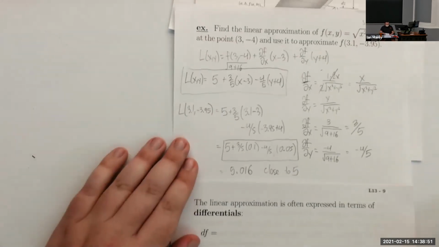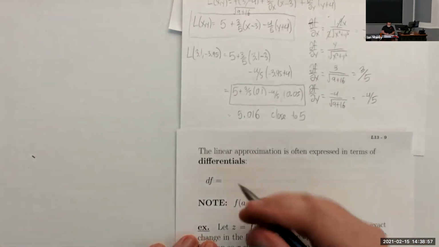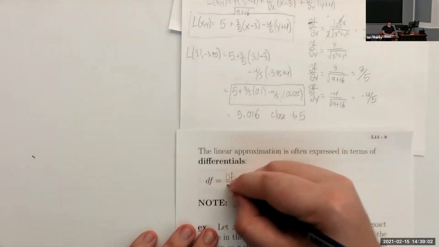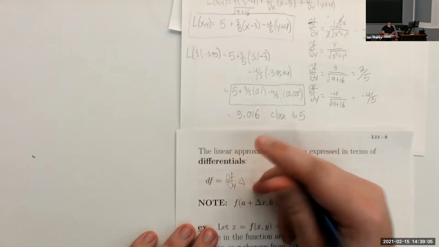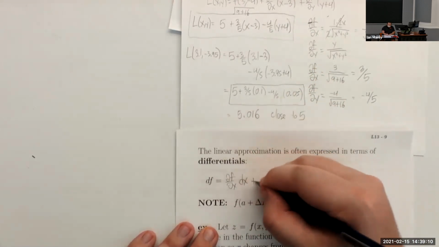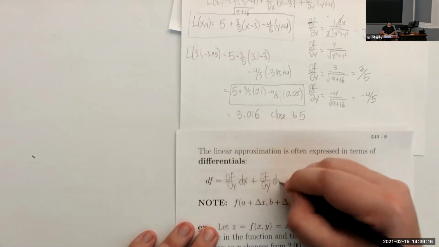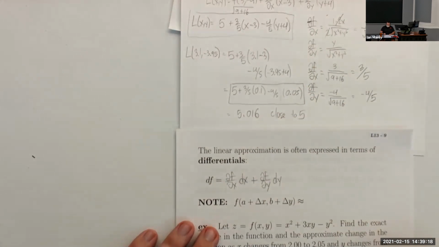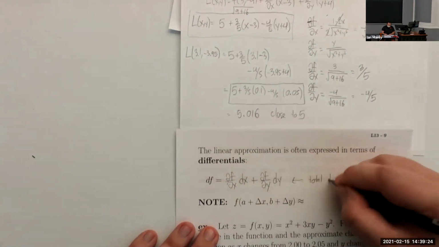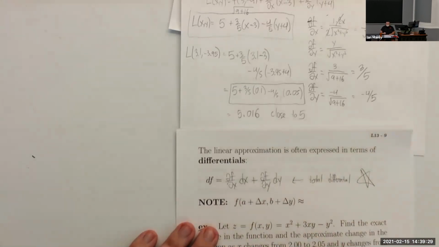All right. The linear approximation is often expressed in forms of differentials. So a little bit of change in f is going to be the partial derivative of f with respect to x times a little bit of change in x, which will be dx. And then we could also change f in the y direction. So we have partial f, partial y, dy. This actually has a special name. This is called the total differential. And I strongly encourage you guys to remember this.